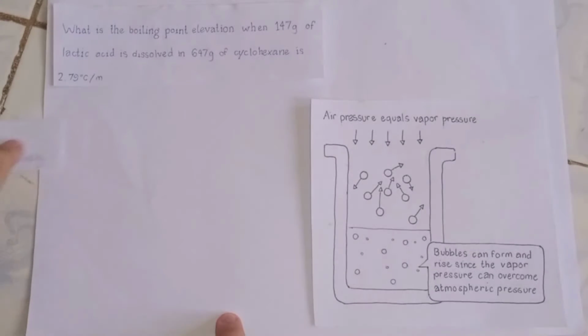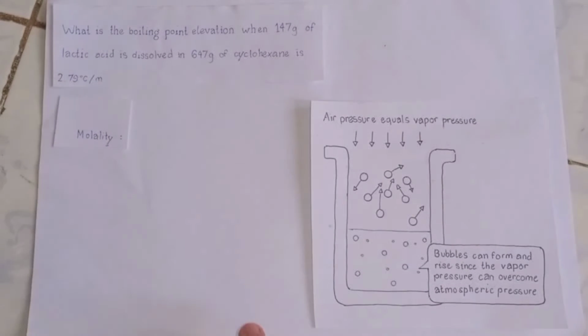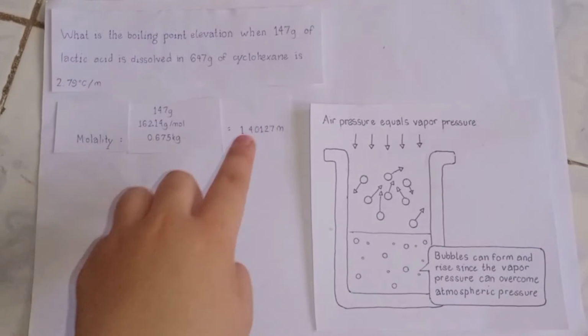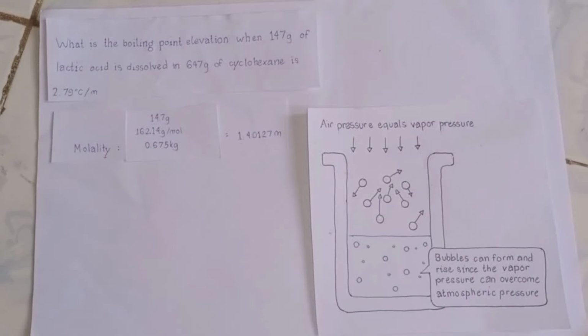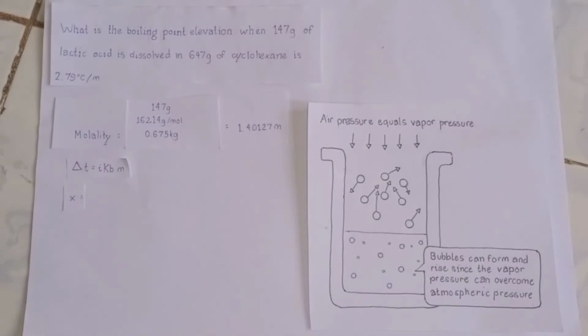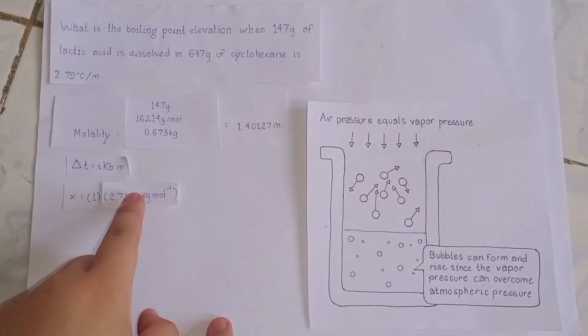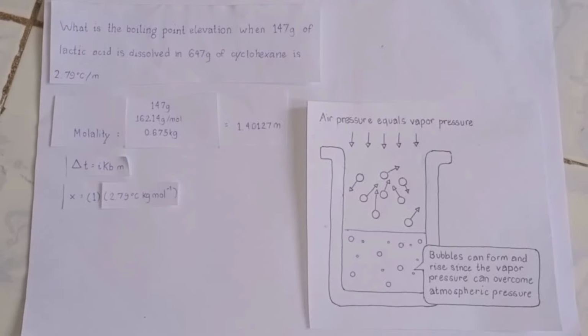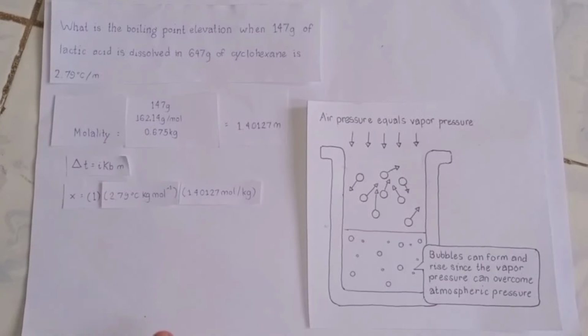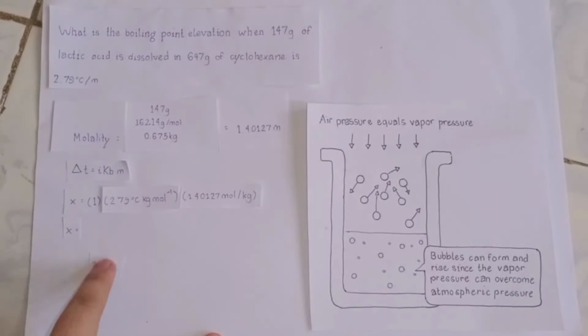First, we must determine the molality of the lactic acid solution, which is 147 grams divided by 162.14 grams per mole, divided by 0.647 kilograms, and we get 1.40127 m. Then we utilize the boiling point elevation formula, and we get x equals 1 multiplied by 2.79 Celsius kilogram per mole, multiplied by 1.40127 moles per kilogram, and our answer would be 3.91 Celsius.